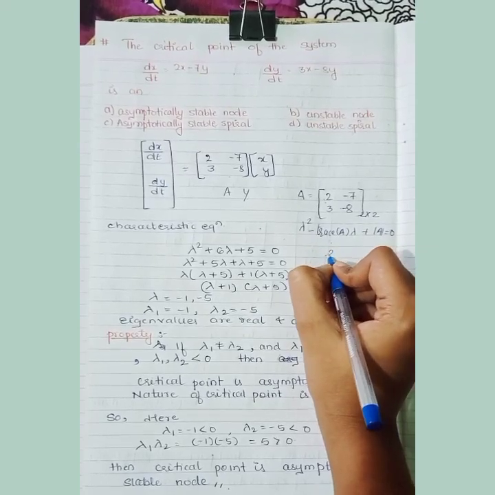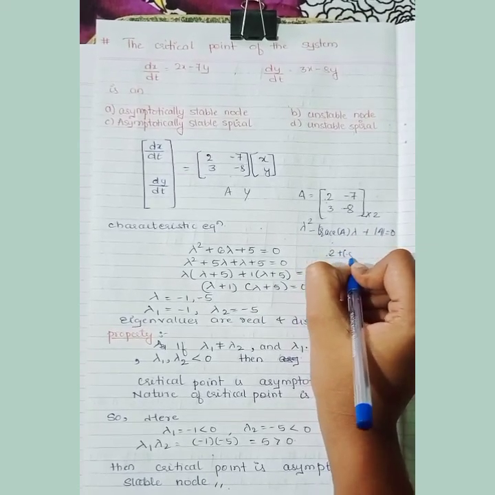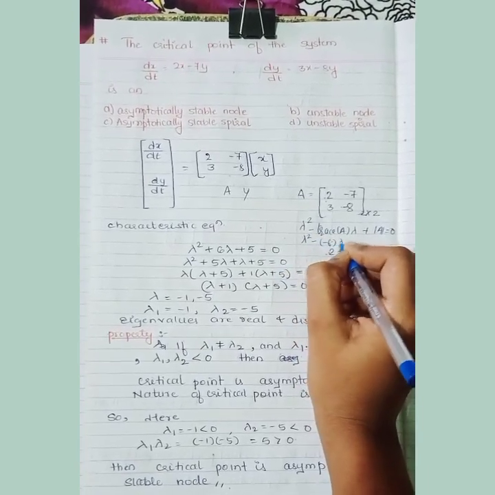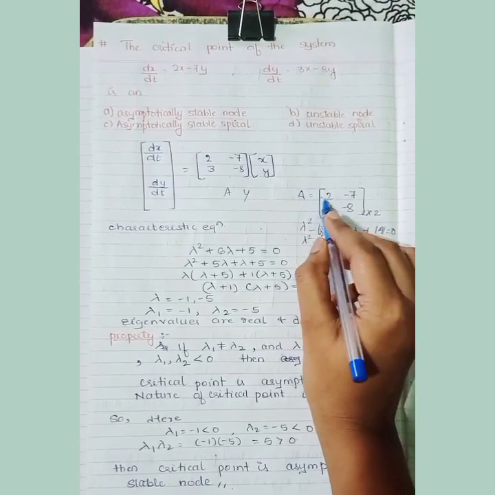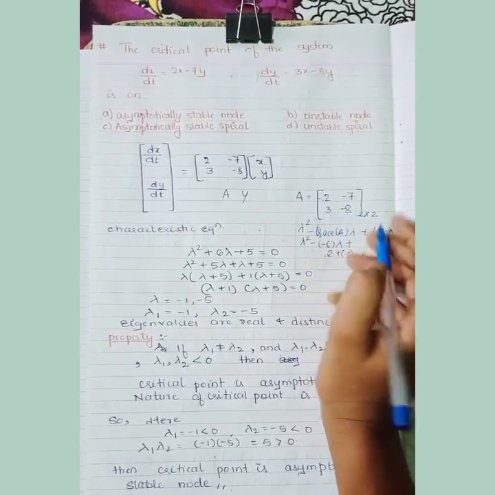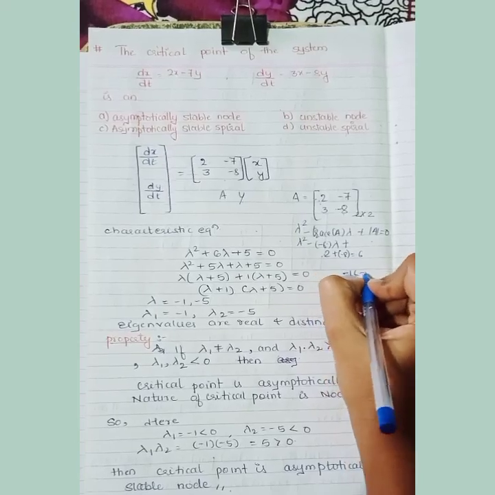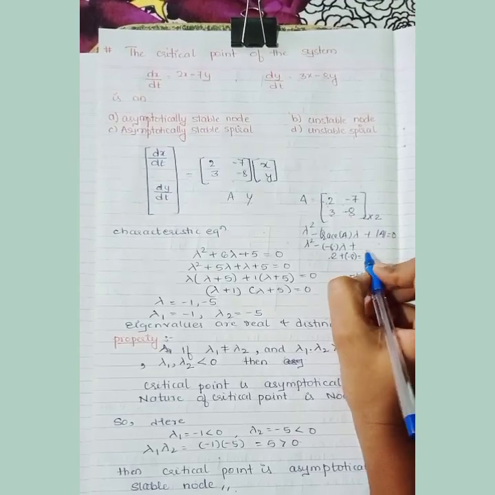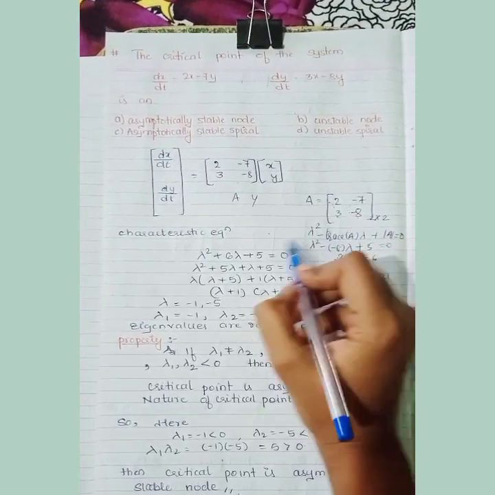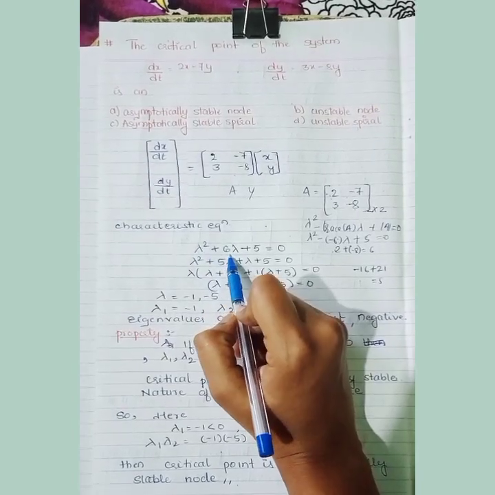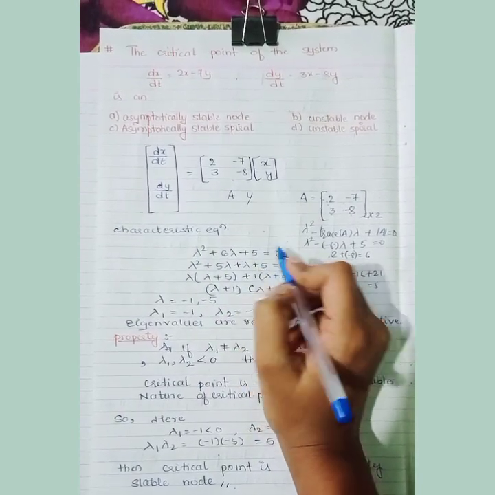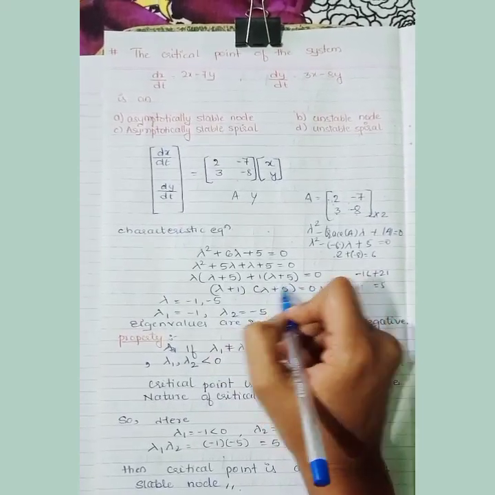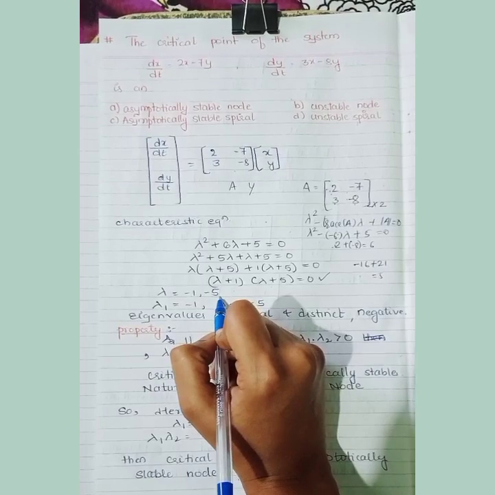The sum of the diagonal elements will be 2 plus -8, which is -6. So here we are going to get lambda square minus of -6 lambda. The determinant of A will be 2 into -8, which is -16, and here we have -7 into 3, so plus 21. Its value is going to be 5. So the determinant will be 5. Here you are going to get the characteristic equation as lambda square plus 6 lambda plus 5 equal to 0. Factorizing it, you get (lambda plus 1) into (lambda plus 5) equal to 0. So the eigenvalues will be -1 and -5.